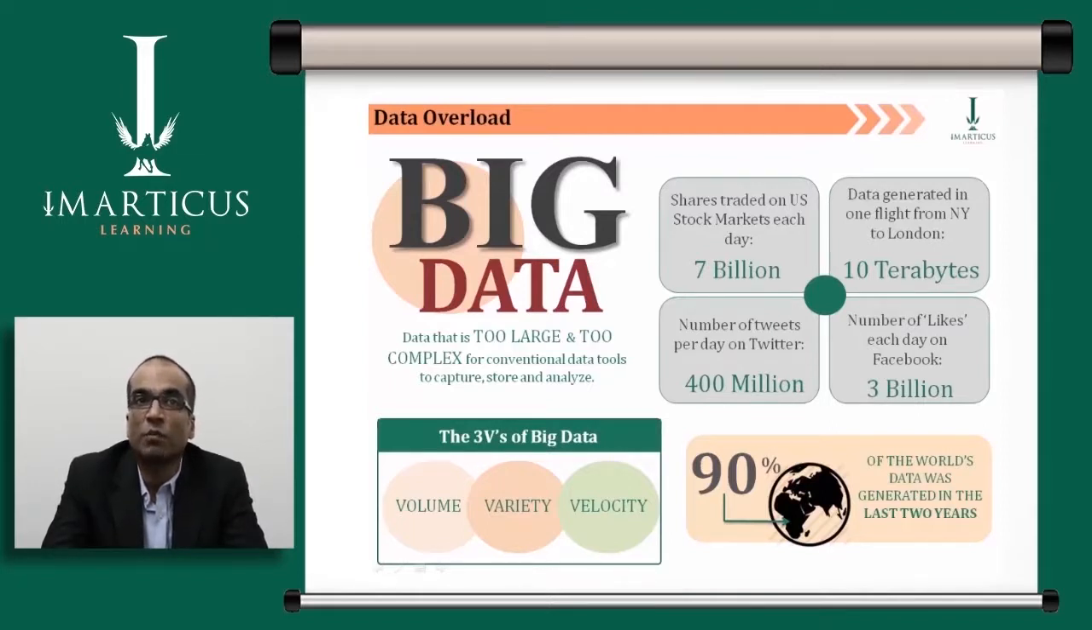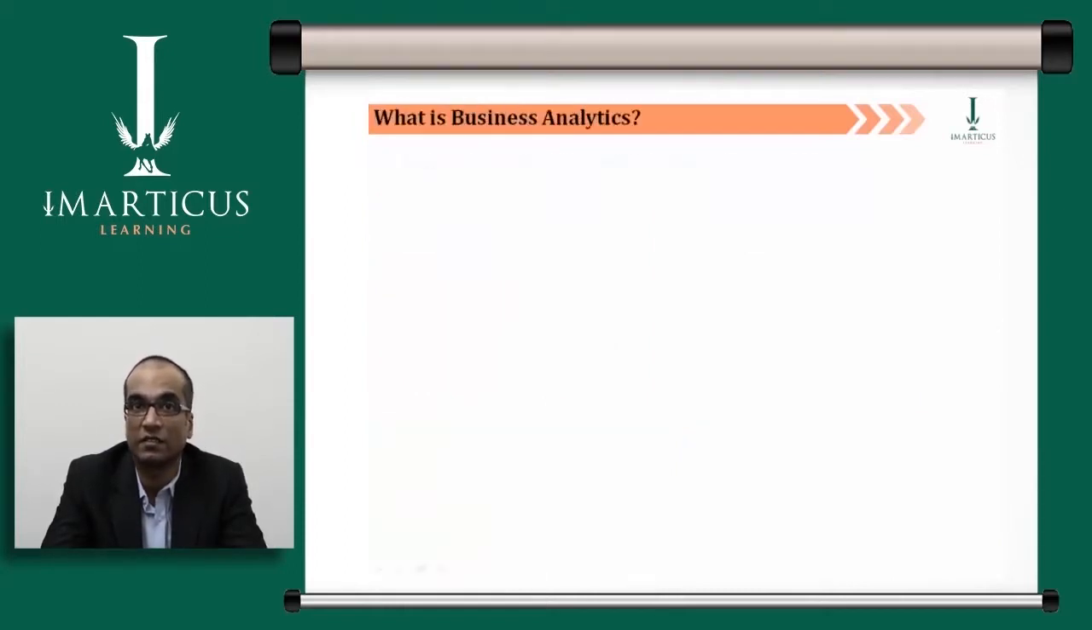Data is too large, too complex for conventional data tools to handle, capture, manipulate, analyze and predict, and that's why we are talking about the 4 V's of big data. Just to mention, what we are showing on the screen today is 3 V's, but in fact it has moved on to the 4 V's of big data: volume, variety, velocity and veracity of the data, that is the quality aspect. 90% of the data was generated in the last 2 years, and that is what is talking about the quantum of data. Obviously it has become huge, difficult to manage, a lot of value in it. That's why we need analytics.